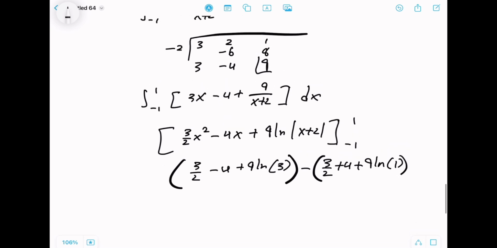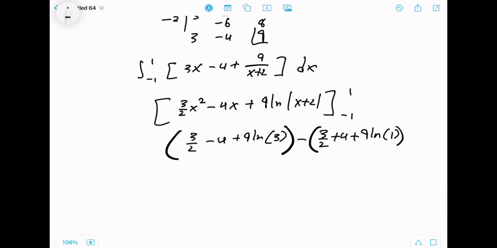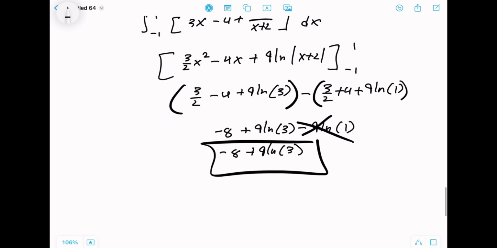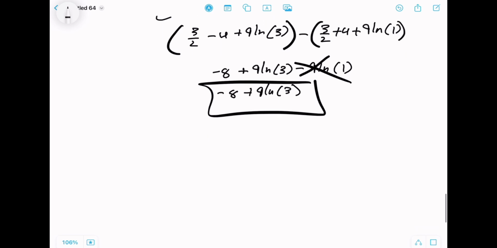All right, so I know that I can subtract out those 3 halves, and I get negative 8, and now this is plus 9 ln 3 minus 9 ln of 1. Well, the ln of 1 is just 0, so this term goes away, and I am left with negative 8 plus 9 ln 3. That right there is my answer to number 4.